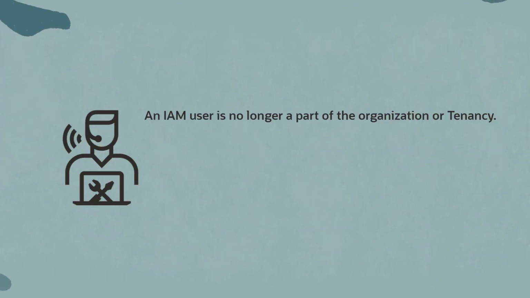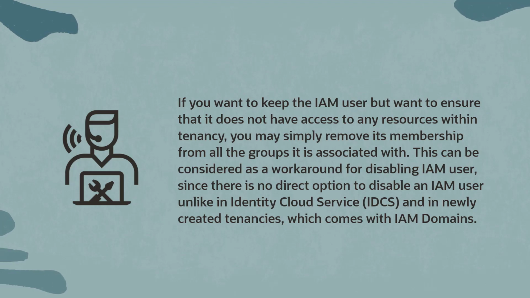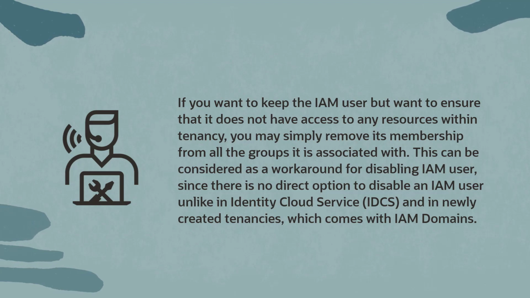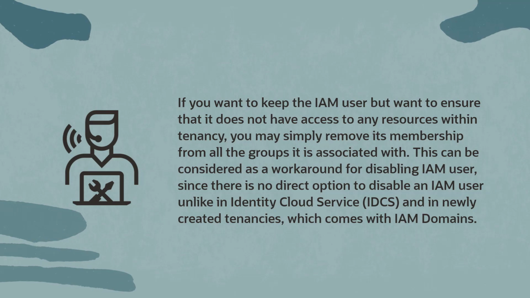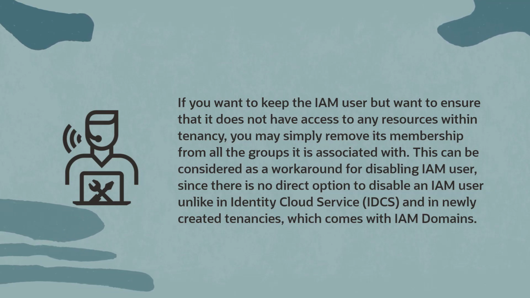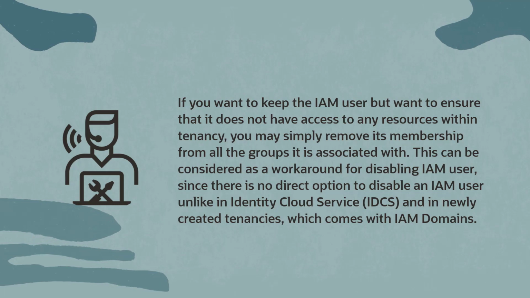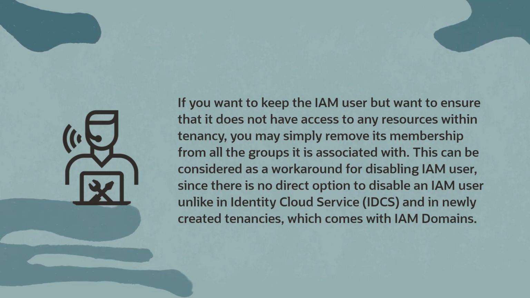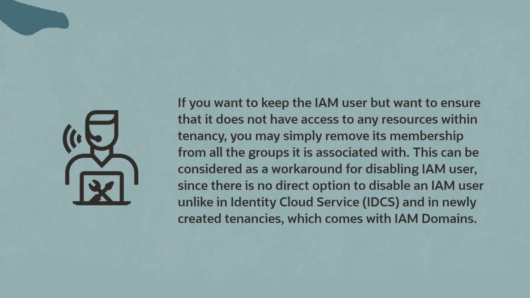If an IAM user is no longer part of the organization or is no longer required in the tenancy, it can be deleted. However, if you want to keep the IAM user but want to ensure that it does not have access to any resources within the tenancy, you may simply remove its membership from all the groups. This can be considered a workaround for disabling an IAM user, since there is no direct option to disable an IAM user, unlike in IDCS and in newly created tenancies which come with IAM domains. For more information on IDCS and IAM domains, please refer to our public documentation provided in the description section of this video.